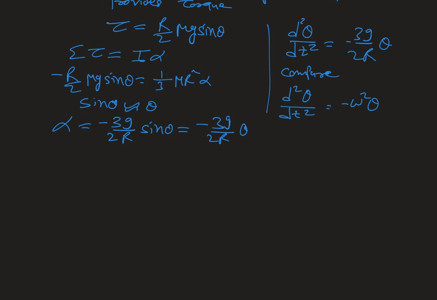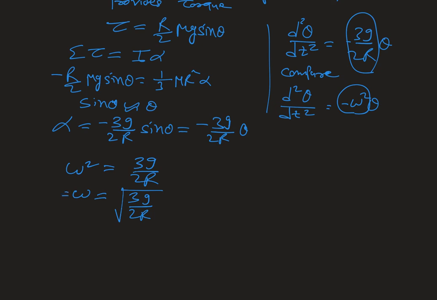So one more time, comparing, omega squared is nothing but 3g over 2r, which means omega is the square root of 3g over 2r. That is nothing but 2 pi over T. Hence, your T equals 2 pi times the square root of 2r over 3g.